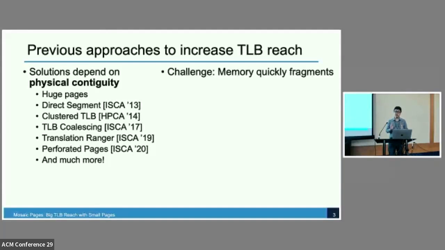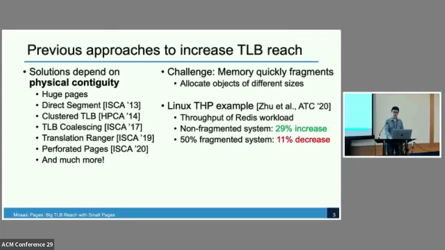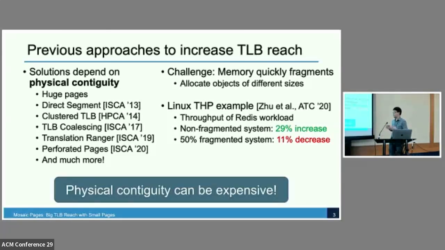The challenge of physical contiguity is that memory quickly fragments. This is because we allocate objects of different sizes. For example, recent work reports the performance of transparent huge pages in Linux. In a non-fragmented system, the performance increases by 29%, but in a 50% fragmented system, performance decreases. This is because of the defragmentation. Physical contiguity can be expensive.